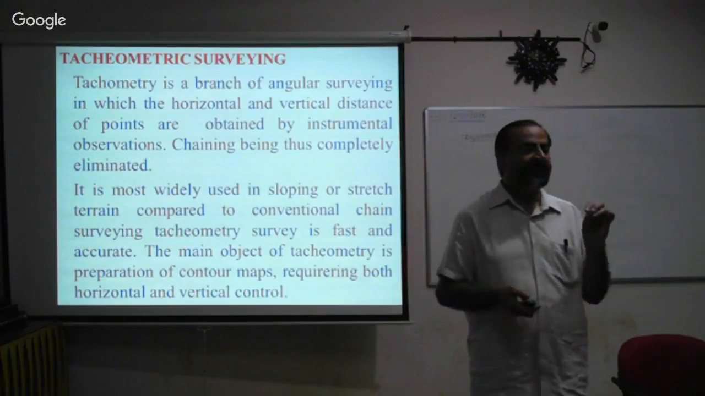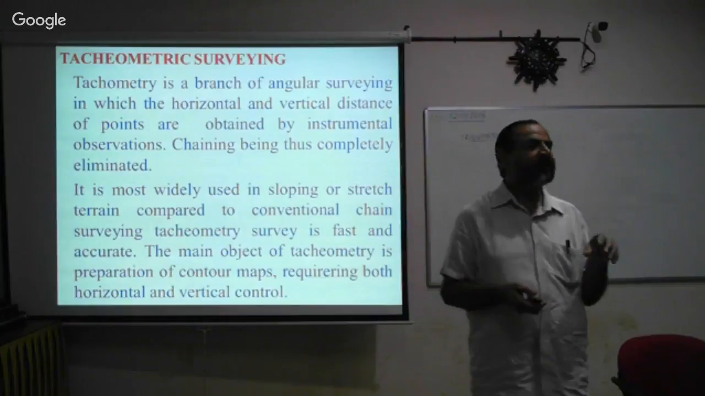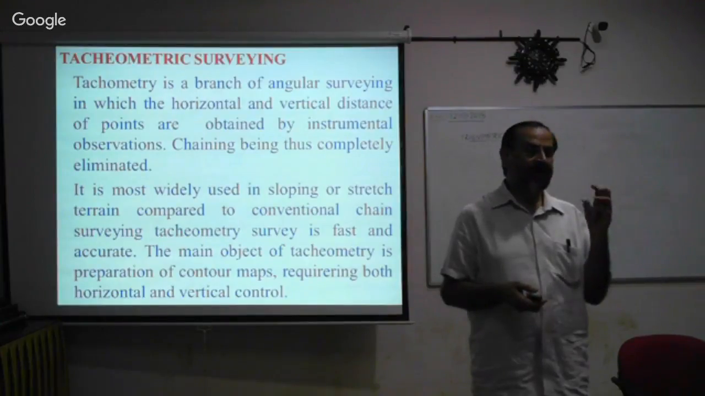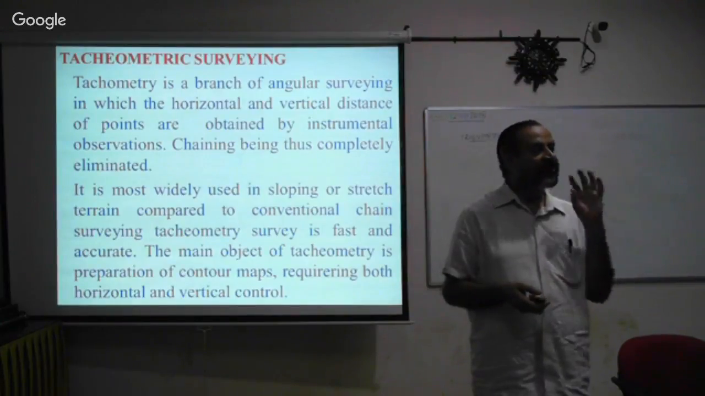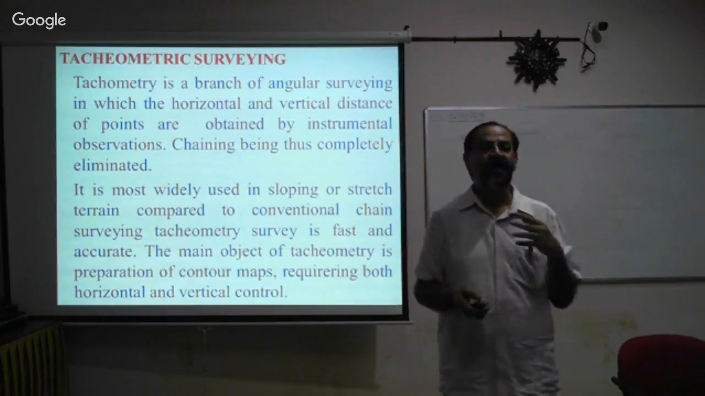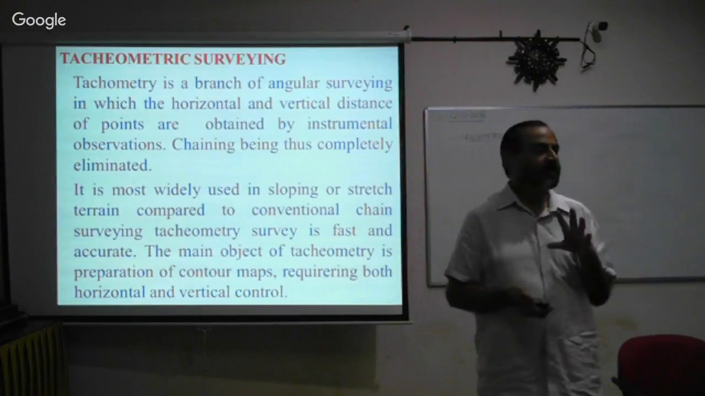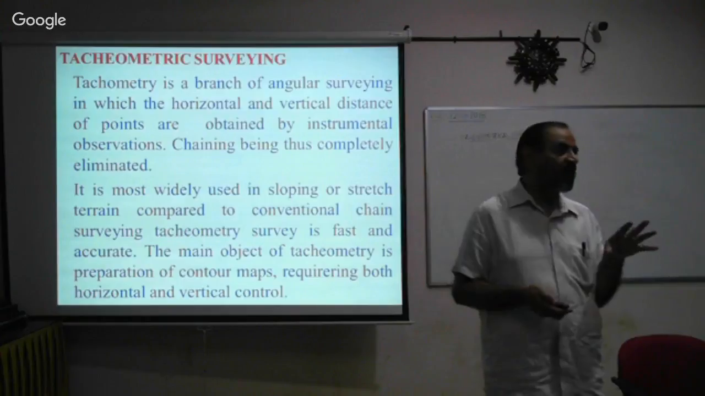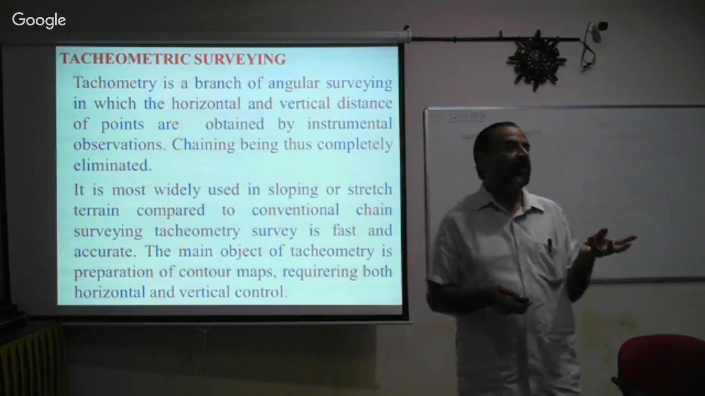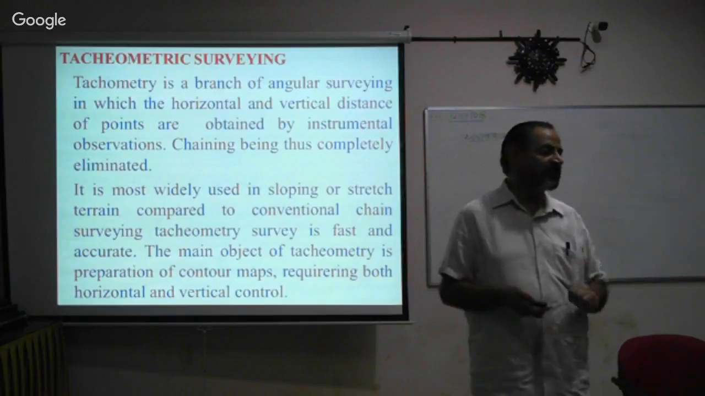It is a method of determining the elevations and distances of the ground or the area wherever we want. In this method, chaining is completely eliminated. No chain we carry, not at all. Nothing is required. And why is this employed? What is the necessity of doing this?